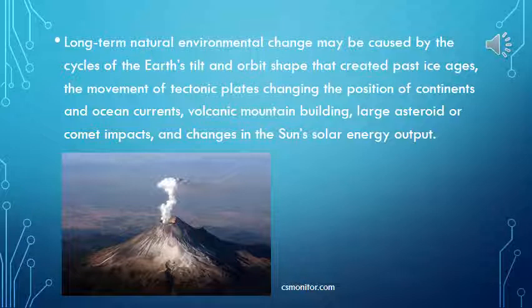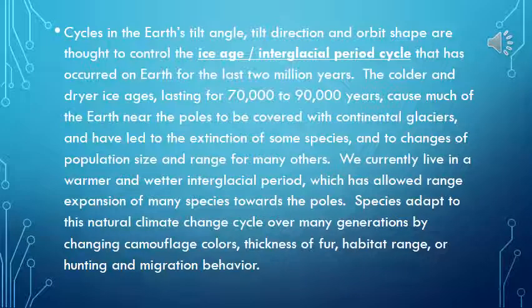Long-term natural environmental change may be caused by the cycles of the Earth's tilt and orbit shape that created past ice ages, the movement of tectonic plates changing the position of continents and ocean currents, volcanic mountain building, large asteroid or comet impacts, and changes in the sun's solar energy output. Cycles in the Earth's tilt angle, tilt direction, and orbit shape are thought to control the Ice Age interglacial period cycle that has occurred on Earth for the last 2 million years.